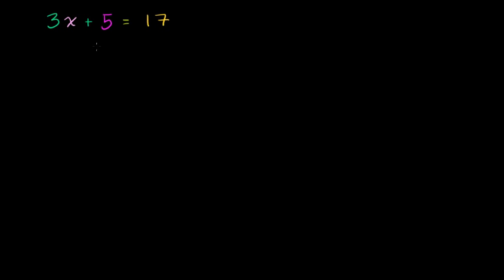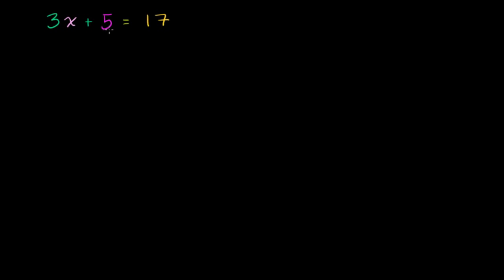So what's different about this than what we saw in the last video is all of a sudden we have this plus 5. If it was just 3x is equal to 17, you could divide both sides by 3 and you would get your answer. But now this 5 seems to mess things up a little bit. Now before we even solve it, let's think about what it's saying.